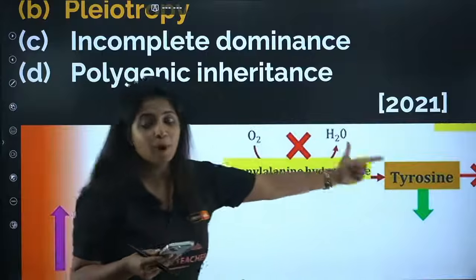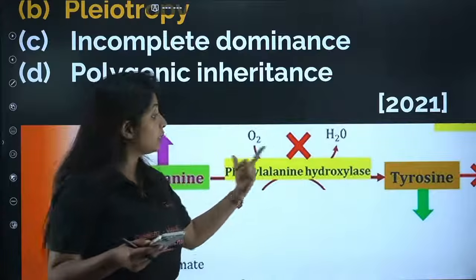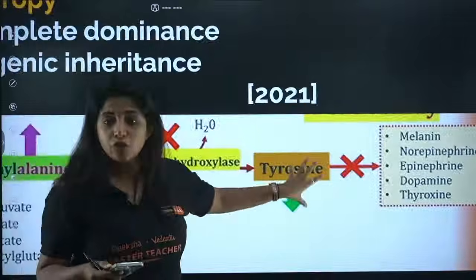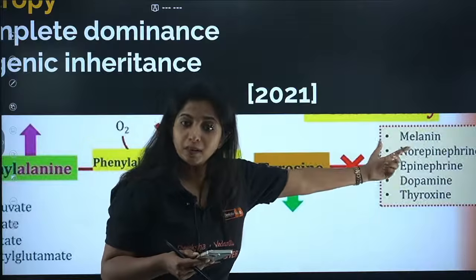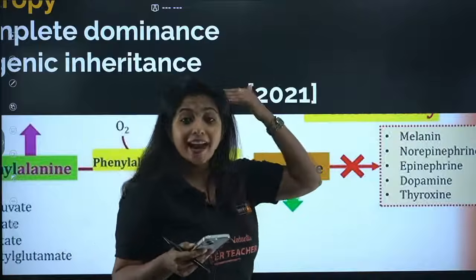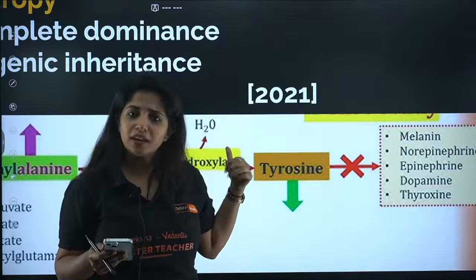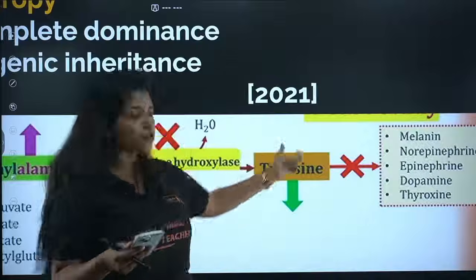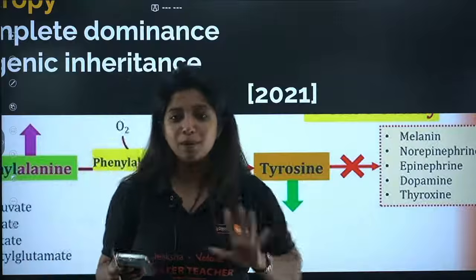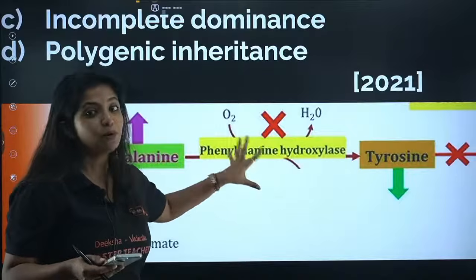So this is one big problem that we already have. So one character is being affected. Now the second character that is being affected, because this is there and this is not there, is that since tyrosine is not made, melanin will also not be made, and melanin is responsible for our skin pigmentation, the color of our hair, the color of our skin, everything. Which is why those people who have phenylketonuria have no tyrosine conversion, and apart from that, they have reduced hair and skin pigmentation.